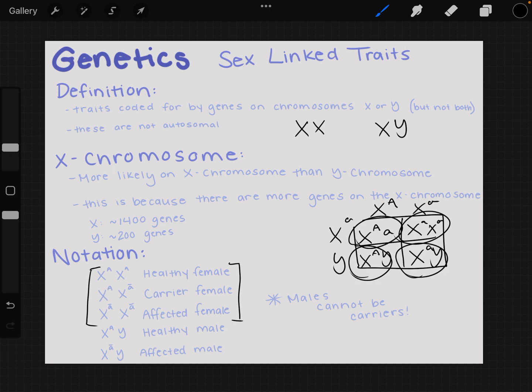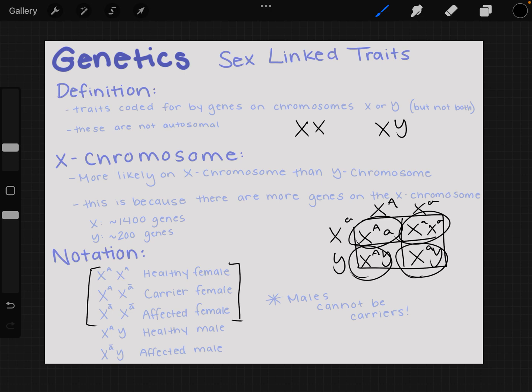The biggest takeaway is that you write these differently. The notation is going to be X with the subscript A or another letter. We're going to see them more commonly in males, but they are more common to occur on the X chromosome. Again, men can't be carriers.